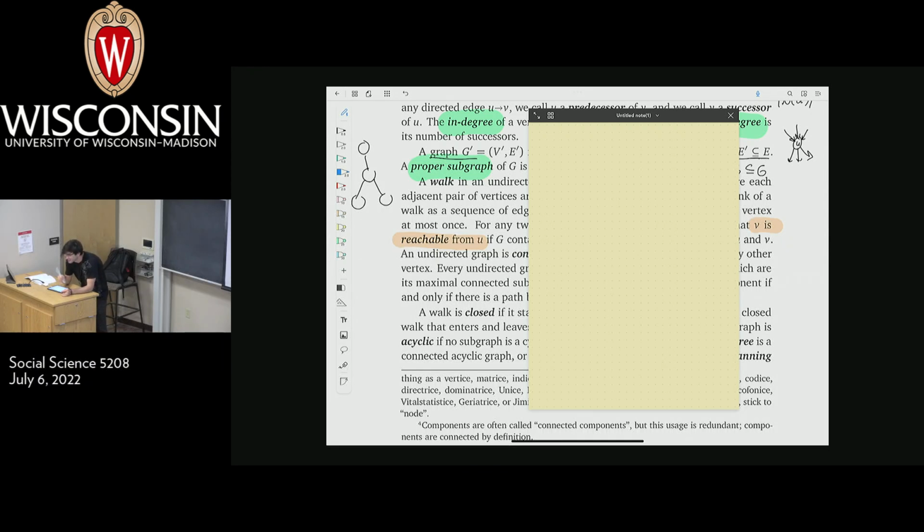Is this only for undirected graphs? Yeah, we're looking only at undirected graphs. Yep. You said it's only reachable from U to V if there exists a path. Yep. Technically, there exists a walk, but what I'm going to prove right here is that if there's a walk, there's also a path. So they're equivalent.